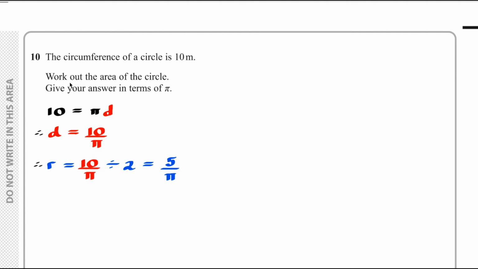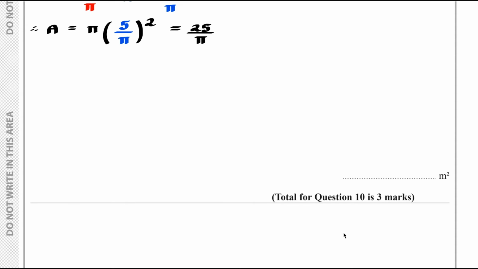We can now find out the area of the circle. The area is equal to pi multiplied by 5 over pi squared. So we have 5 over pi squared, that's 25 over pi squared. And if I multiply that by pi, I end up with 25 over pi. So the area is 25 over pi meters squared.